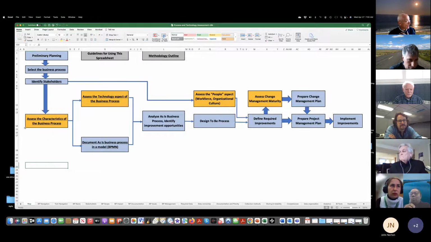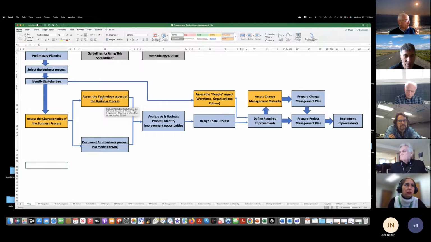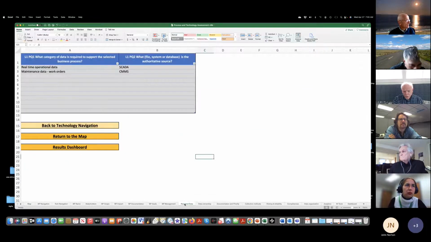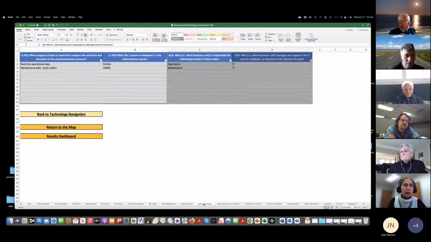So the idea was that we would look at the business process, and then once you have that business process defined, then you would look into the technology. So the first bridge between the two is when you define what kind of data you need to support this process. So you'd be just typing in something here and something here. And what's not bad to write is which business unit is responsible for collecting or creating this data, and which business unit supports the IT system and database.